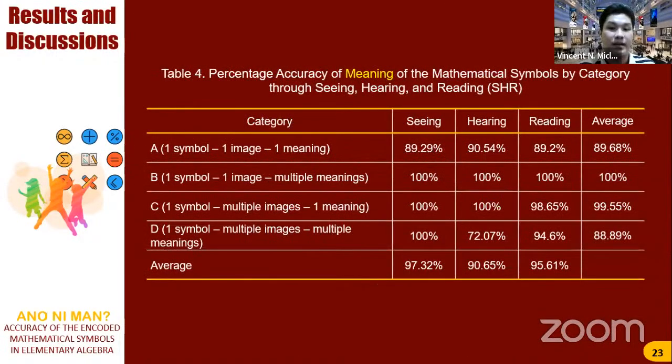For the meaning of the mathematical symbols with respect to the four categories, category A and category D consistently obtained percentage accuracies of less than 100% for the three procedures. Despite having only one meaning, some of the participants had inaccurate meanings for category A symbols. Even though category B has multiple meanings, it still obtained 100% accuracy.